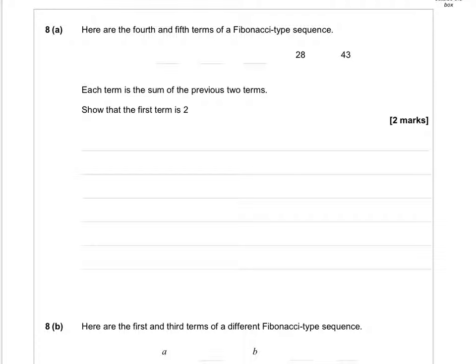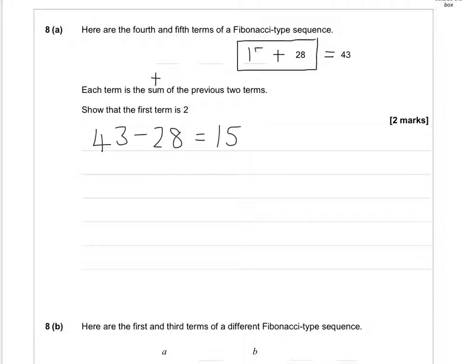Okay, so question 8. Here are the fourth and fifth terms of a Fibonacci type sequence. Each term is the sum of the previous two terms. So what that means is, when I add that number that I don't know and 28, the answer's got to be 43. So I can do 43 and take off 28 and it'll tell me what the missing number is. So I know that third number is 15. So I'll write that in there, 15.